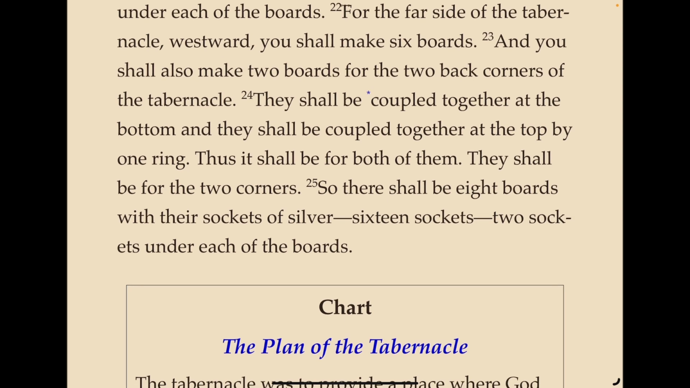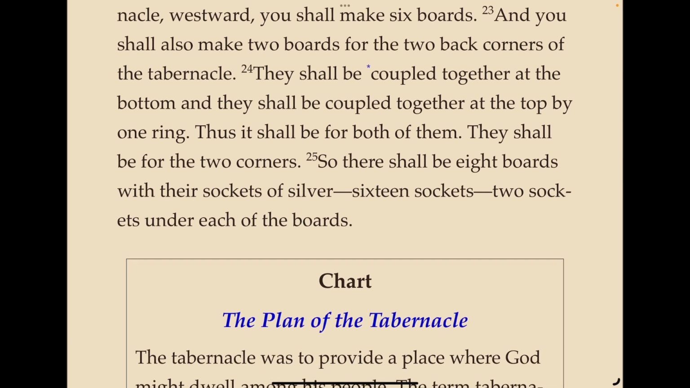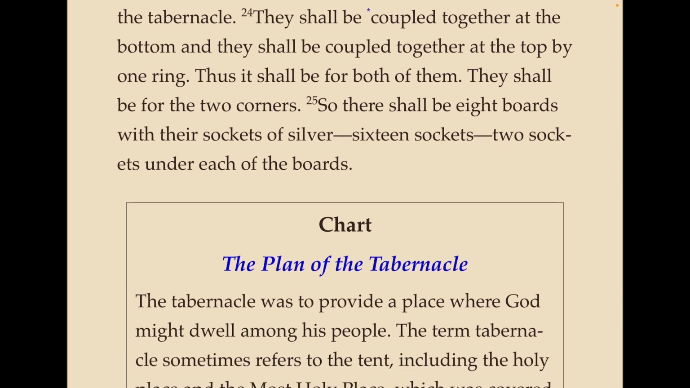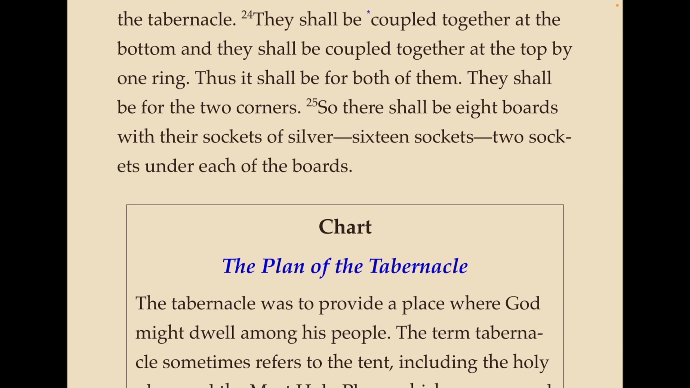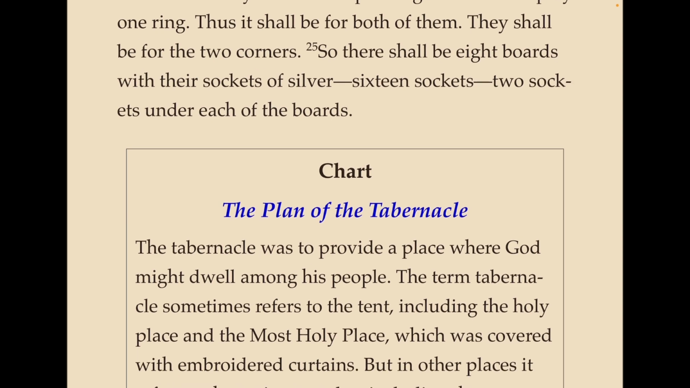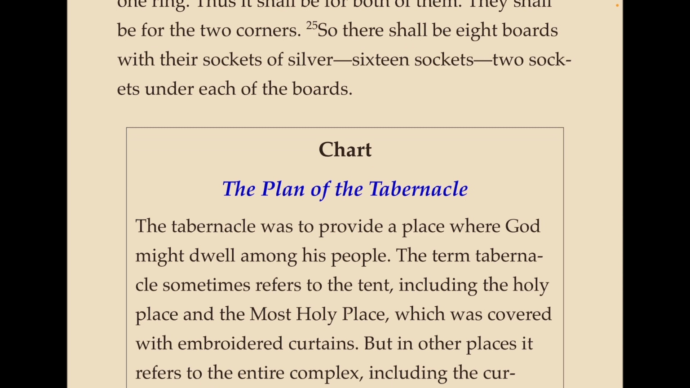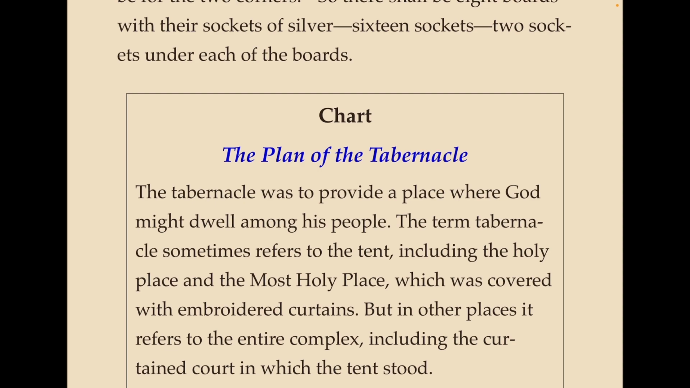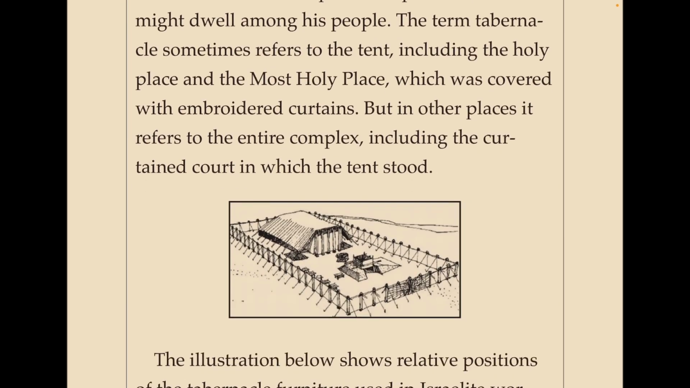For the far side of the tabernacle, westward, you shall make 6 boards, and you shall make 2 boards for the 2 back corners of the tabernacle. They shall be coupled together at the bottom, and they shall be coupled together at the top by one ring. Thus it shall be for both of them. They shall be for the 2 corners. So there shall be 8 boards with their sockets of silver, 16 sockets, 2 sockets under each of the boards.